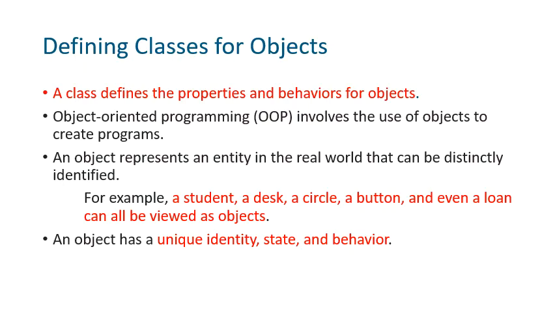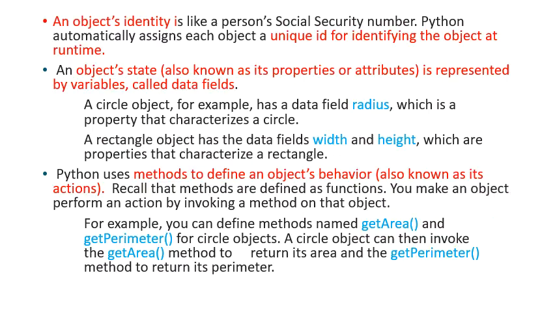An object has a unique identity, state, and behavior. An object's identity is like a person's social security number. Python automatically assigns each object a unique ID for identifying the objects at runtime. The object's state, also known as its properties or attributes, is represented by variables called data fields. A circle object, for example, has a data field radius, which is a property that characterizes a circle. A rectangle object has the data fields width and height, which are properties that characterize the rectangle.